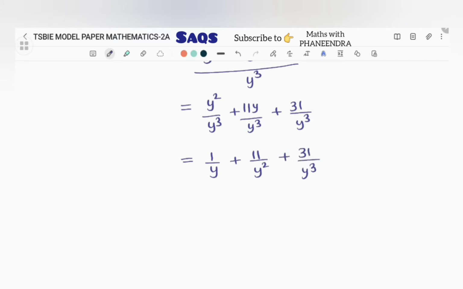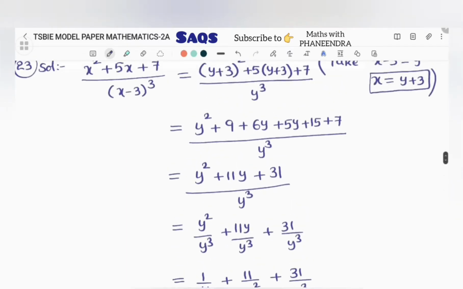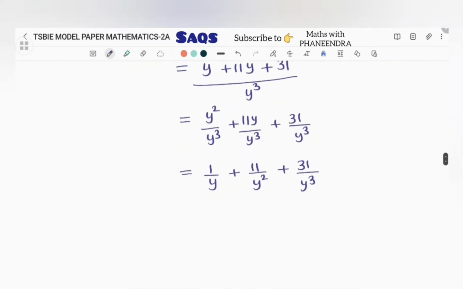But the question is in terms of x, so you also give the answer in terms of x. Wherever y is there, you have to replace it again with x minus 3. So which is equal to 1 by x minus 3 plus 11 by x minus 3 whole square plus 31 by x minus 3 whole cube. I hope you people understand now.